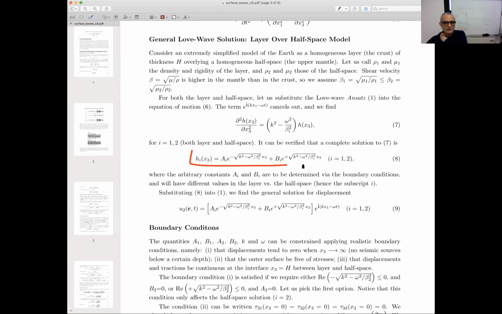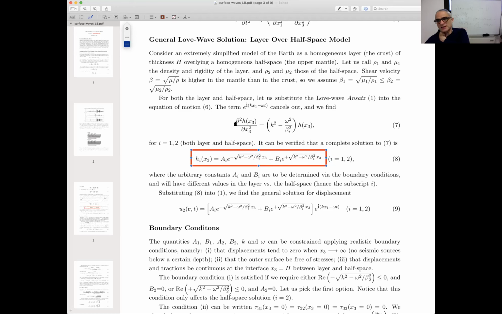And here we go. Okay, it's easy. You can do it as an exercise to substitute this expression in equation 7 and verify that equation 7 is indeed verified. I mean, take the second derivative of this and verify that what you get is exactly the right-hand side of 7.